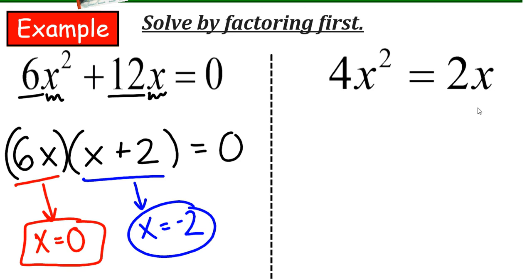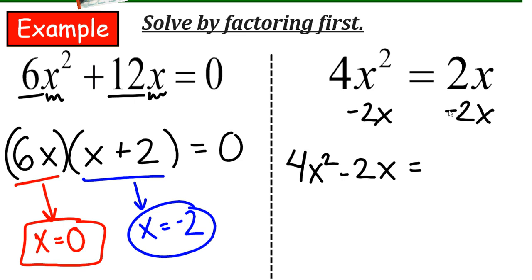Last one, what if I don't have it equal to 0 again? Well, I make it equal to 0 by subtracting 2x from each side. These are not like terms, so I cannot combine them. I just have to write it as 4x squared minus 2x equals 2x minus 2x, which is 0. I just moved the 2x over to the other side by subtraction. Then I do the same thing.